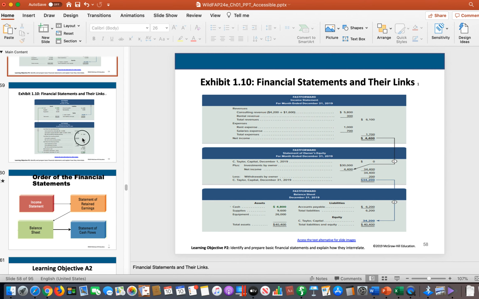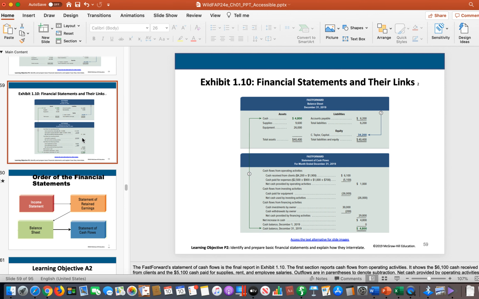Next, as you see here, we got our statement of cash flows. Now, you won't learn how to do this in this class. What you are expected to know is how to set up and construct an income statement, a statement of owner's equity, and a balance sheet. You must know how to set up those statements. You will not be required in Accounting 1800 to construct a statement of cash flows. You'll learn that in Accounting 1810.